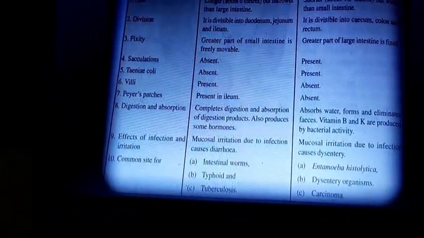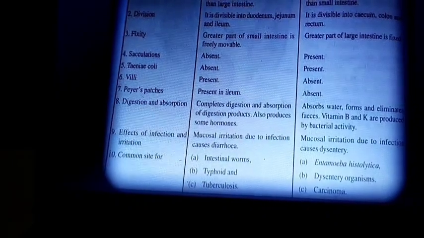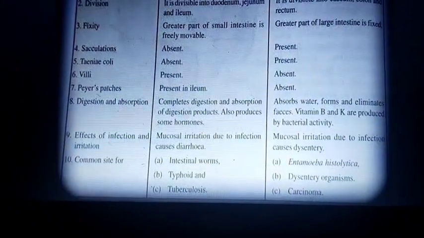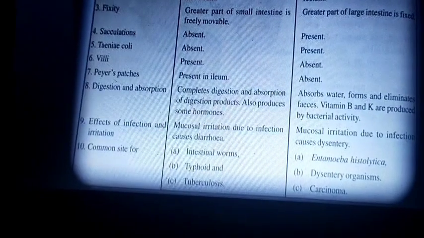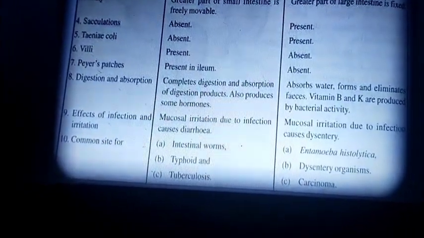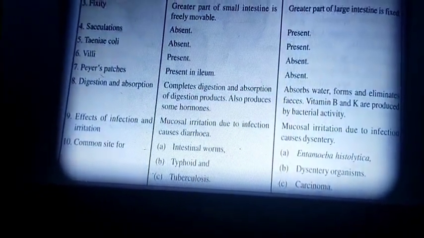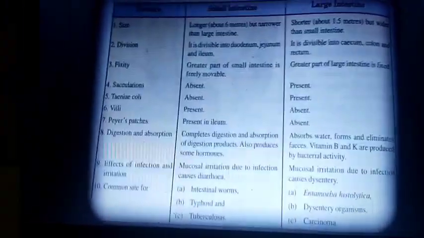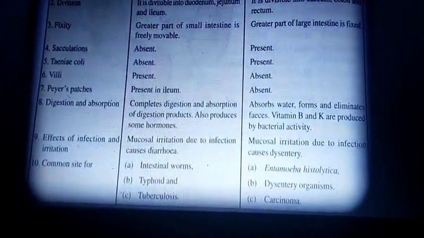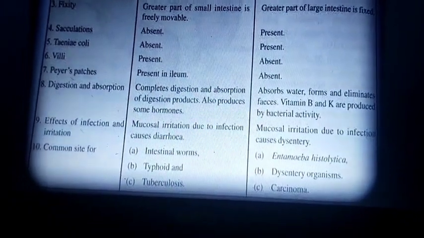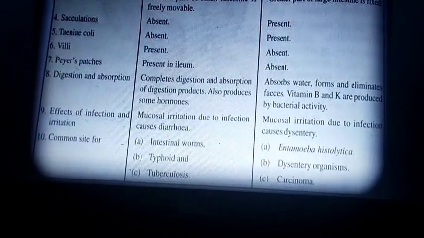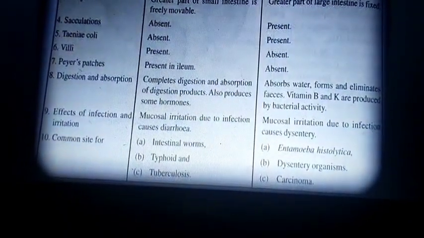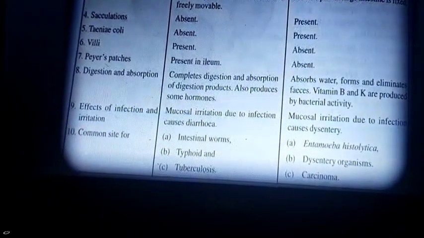Digestion and absorption: complete digestion and absorption of digestive products occur in the small intestine, which also produces some hormones and some secretions. But the large intestine is mainly for absorbing water from the feces and eliminating them. Vitamins B and K are produced by bacterial activity.